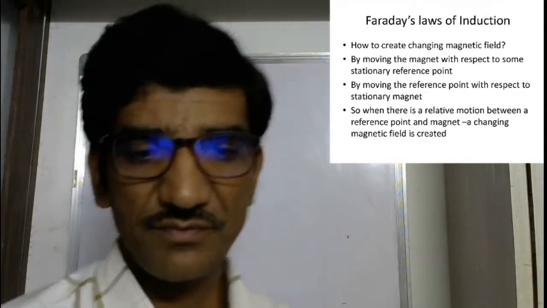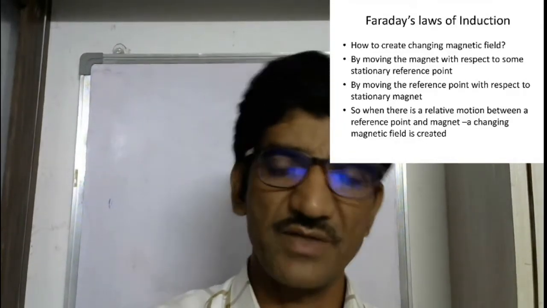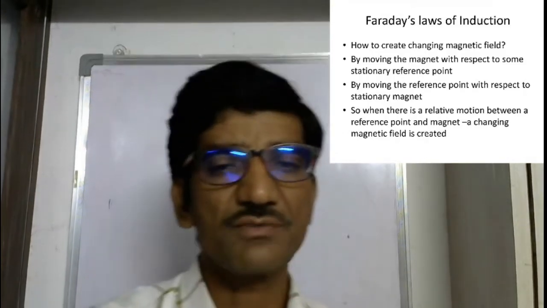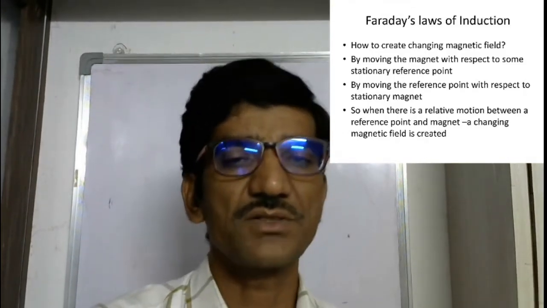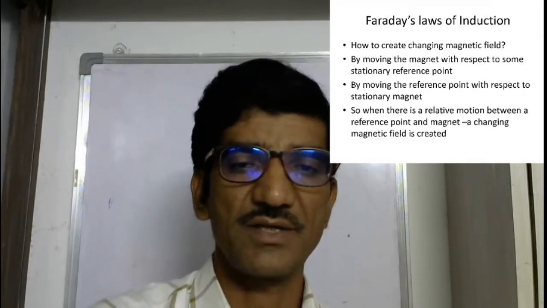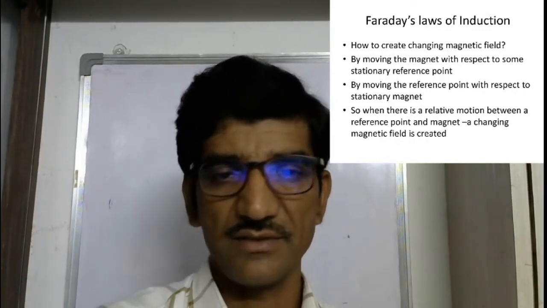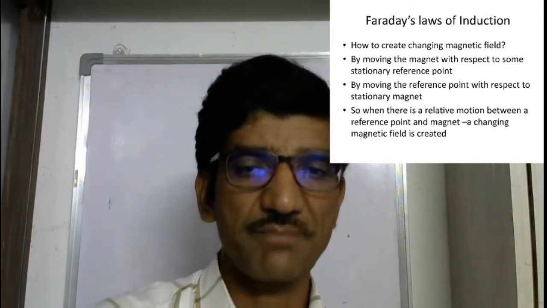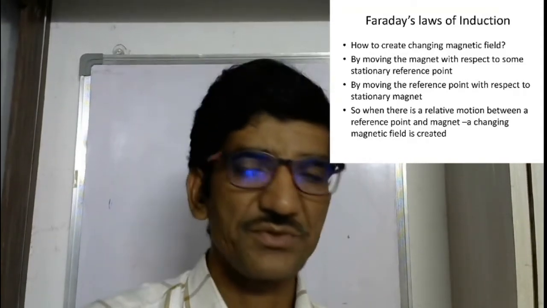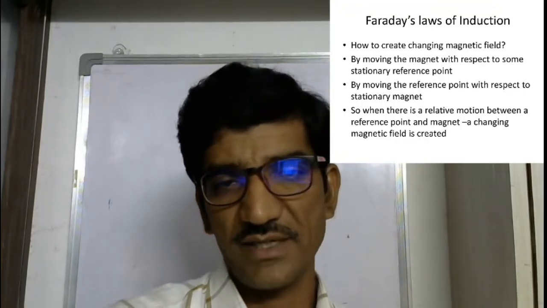What is the meaning of a varying magnetic field? The number of field lines passing through a particular point is changing. That means magnetic flux at a particular point is changing in the varying magnetic field. And that you have to note. That has to happen in order to observe the induced EMF or the induced current. That is a precondition.